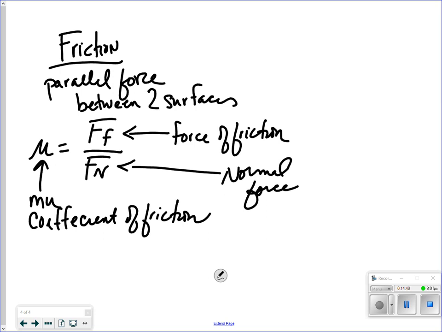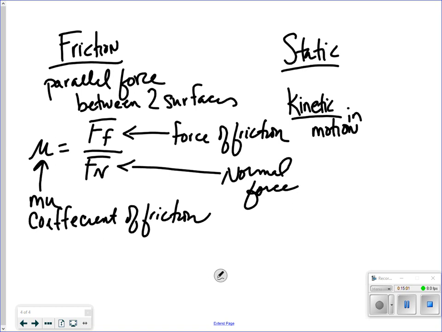Okay, so the main thing about friction is it runs parallel to the surfaces versus normal force, which is perpendicular to the surfaces. There's two flavors of friction. We have what's known as static friction and we have what's known as kinetic friction, and the names hopefully give you an idea of what we're talking about. This is when you're in motion. This is when you're at rest, but it doesn't always exist when you're at rest. Okay, this one is always greater. It always takes more effort to get something moving than to keep it in motion.